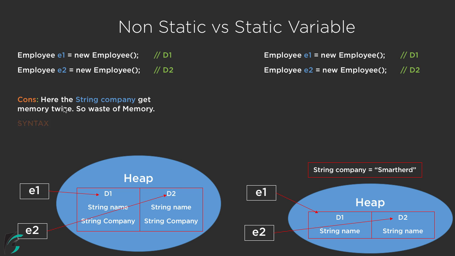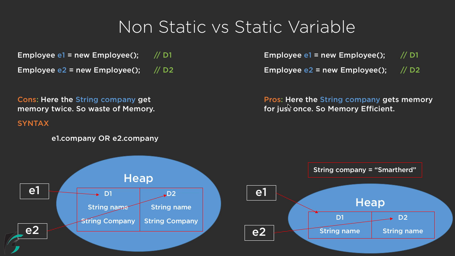In our first case, the syntax to access string company is pretty simple. You can simply call E1.company or E2.company, like we access any methods or variables with the help of a class object. But now, coming to the right-hand side, in case of a static variable, how can we access this company Smartherd? Here we already know that string company has been allocated memory only once, no matter how many objects are created. So the advantage of using the static variable is that string company gets memory just once, so it is actually memory efficient.